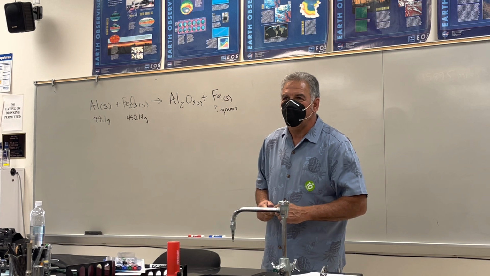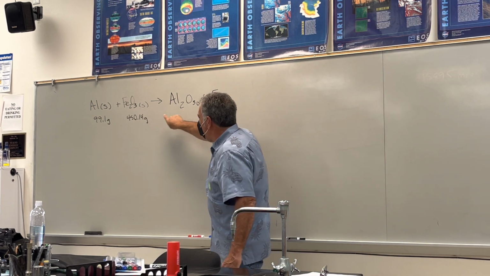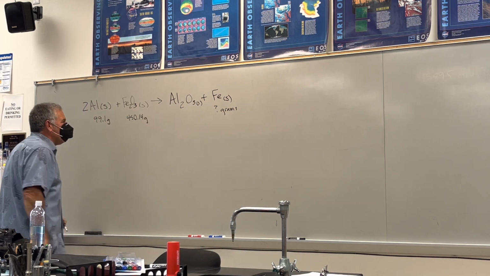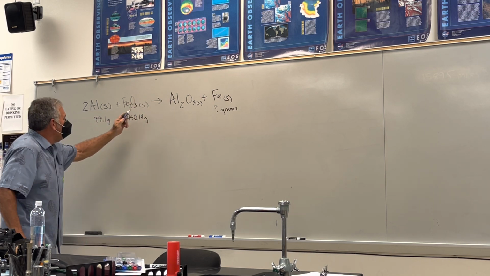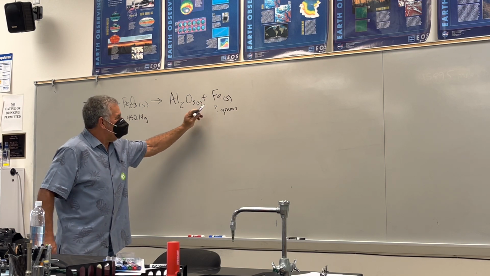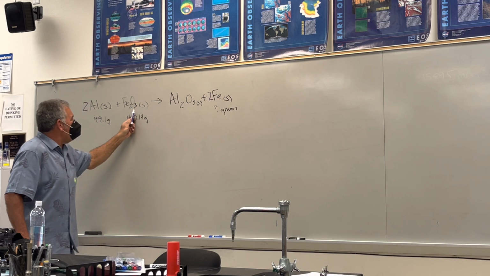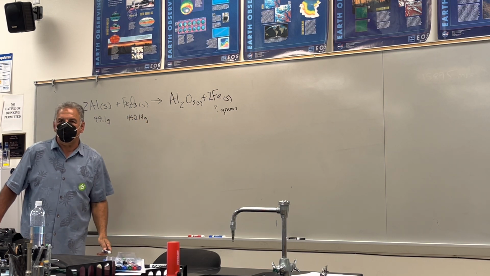No. All right, so how many aluminums do I have on this side? 2. So how many do I need on this side? 2. I call this chasing the metal. This is how I balance equations. So now I have 2 aluminums, 2 aluminums, good. I have 2 irons. How many irons do I have? 1. So I need 2. I have 3 oxygens, and I have 3 oxygens. So now I'm totally balanced.